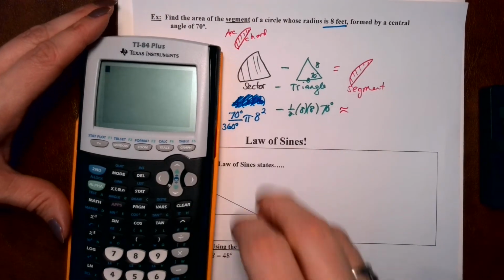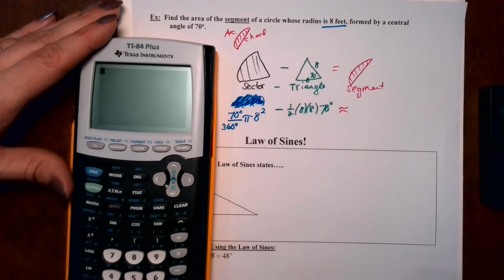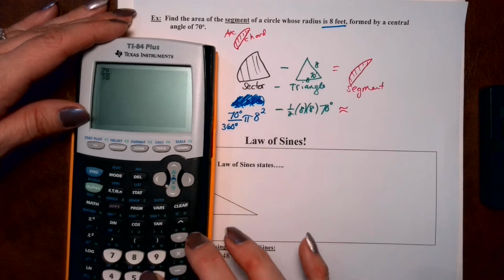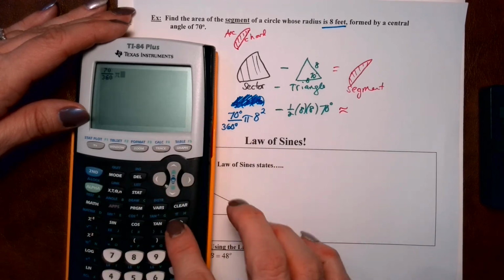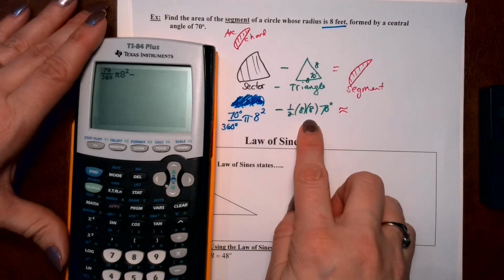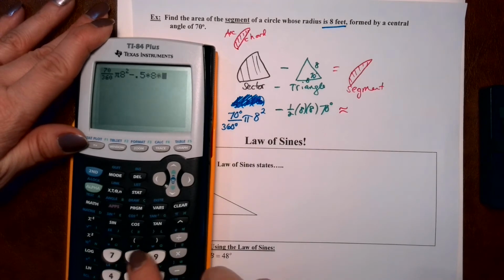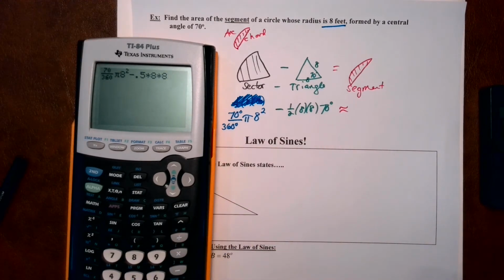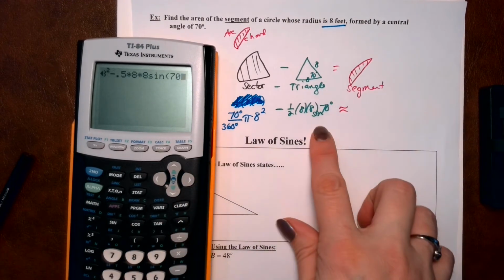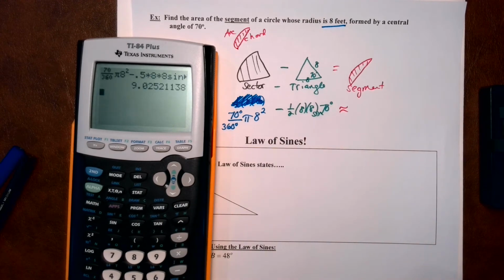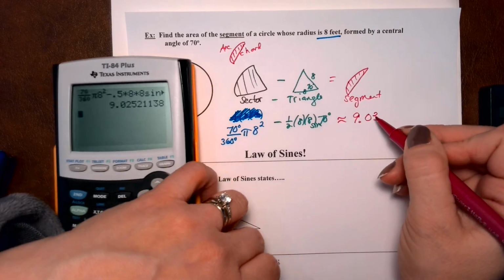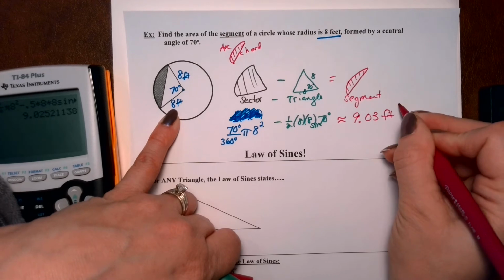Okay, let's see. We don't want to round and then chop and then round and then chop and then keep losing accuracy. So let's see, maybe I'll use that fraction command. 70 out of 360 times pi r squared. Okay, so I've got the area of the sector typed in, minus the triangle. 1/2 times 8 times 8 times the, oh, I forgot sine. The sine of 70 degrees. That's our new formula right there. And survey says we've got 9.03, and the units are feet squared.